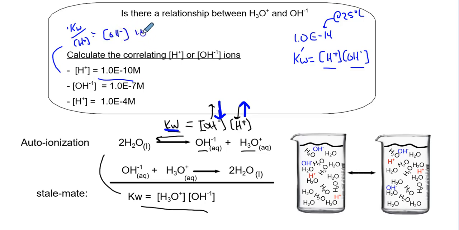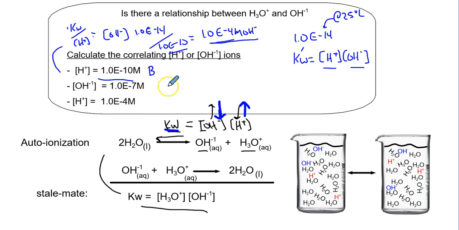It's going to be 1.0 e to the negative 14th divided by 1.0 e to the negative 10th, and that gives me 1.0 e to the negative 4th moles per liter of hydroxide ions. You'll notice at this point my hydroxides are bigger than my H plus ions, so this solution happens to be basic.